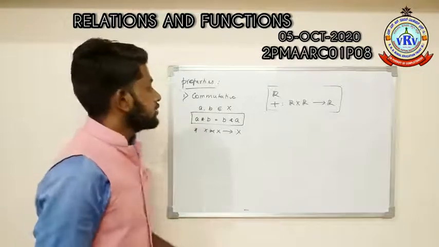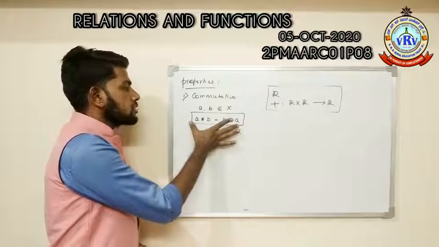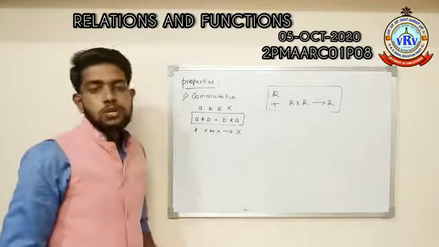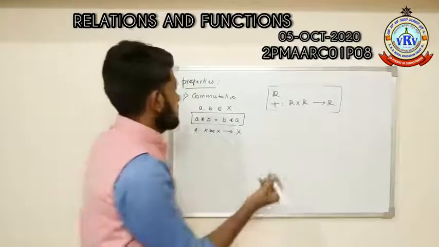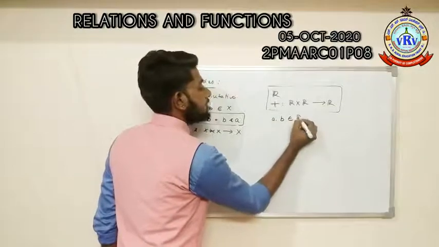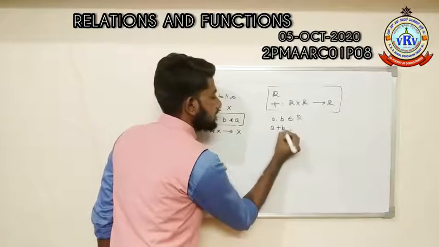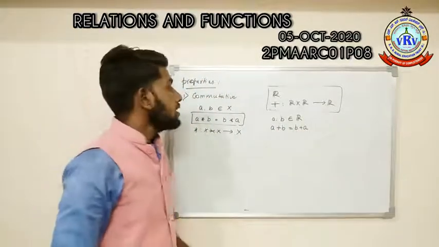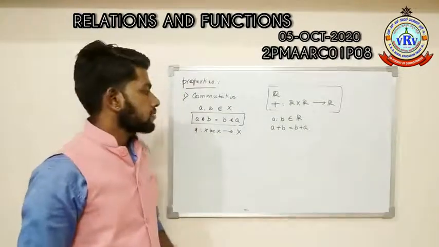Again, first we should know the property, the condition: to tell the star is commutative, A star B is equal to B star A. Here the star is addition, the plus symbol. So if I take any two elements from the real number set, it should satisfy A plus B equal to B plus A. Then only I can tell addition is commutative on the set R.